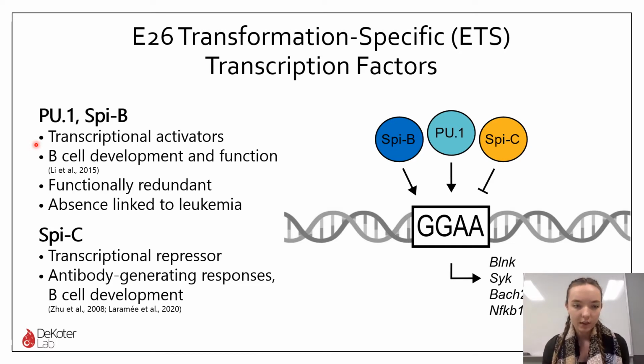Our lab has also shown previously that mice that are lacking these 2 transcription factors develop a B cell lineage leukemia. Now, my research focuses more on this other transcription factor, Spi-C, which is known to be a transcriptional repressor. While it's much less well characterized than the other family members, it's been shown to have roles in antibody generating responses as well as certain stages of B cell development. Now, these 3 factors compete for binding to these GGAA motifs in the genome. And in doing so, they can regulate transcription of genes like Blink and Syk involved in B cell receptor signaling, Bcl2, which is involved in germinal center formation and memory B cell differentiation, and other genes like NF-kB1.